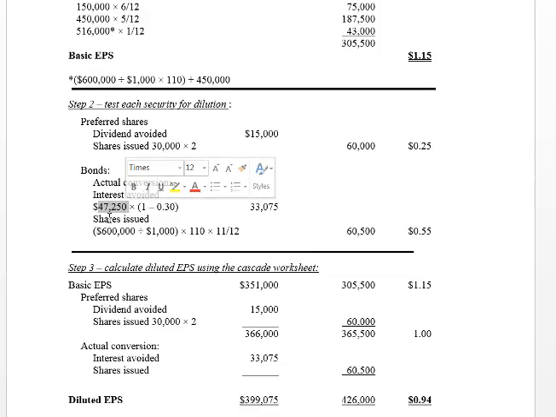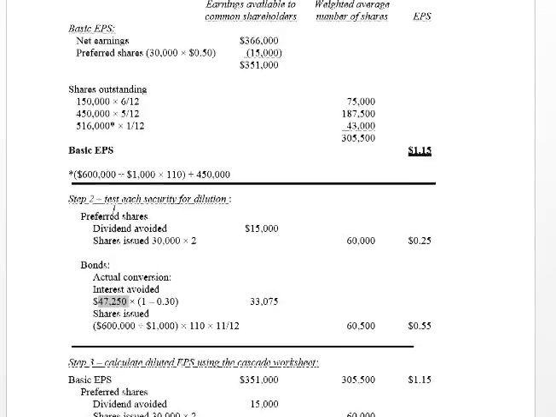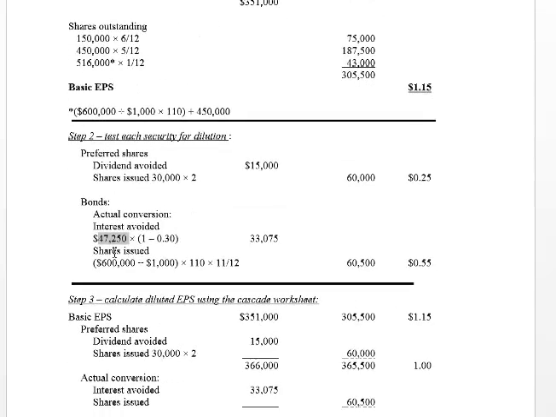$47,250. Now we would have avoided booking that interest, which would have done what? It would have increased any earnings available to our common shareholders, because we would have had $47,250 in interest expense that we wouldn't have booked, which would have increased our net income before tax by that much, which meant more net income would be available to our common shareholders for distribution.